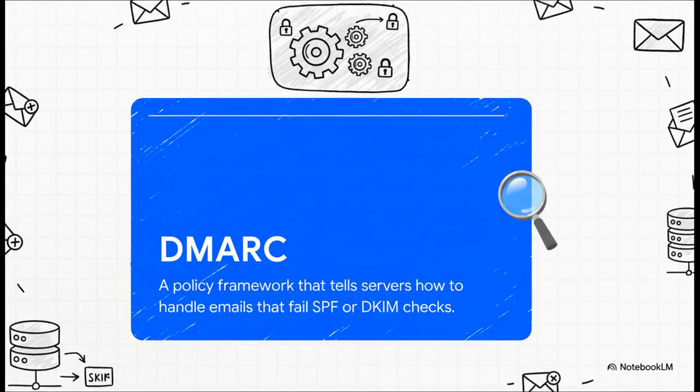And finally, DMARC brings it all together. It's the rule book. It tells all the email servers out there what they should do if an email claims to be from you, but fails either the SPF or the DKIM check. Should they quarantine it? Should they reject it outright? DMARC is the enforcement policy.